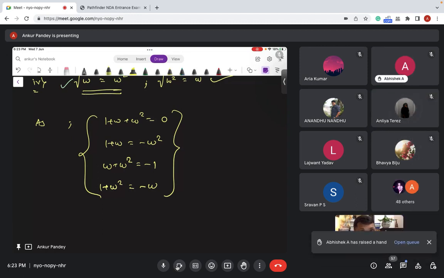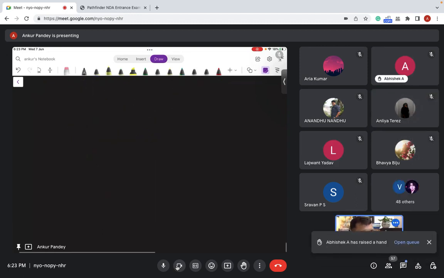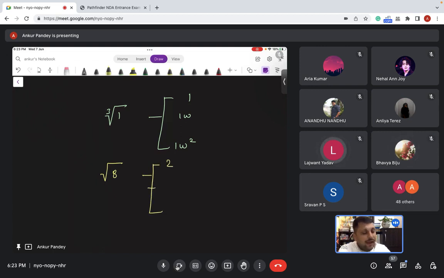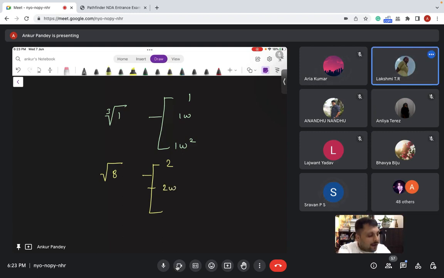Now, one more thing I will teach you. See, as you can see, what is the cube root of 1? It is 1 into omega and 1 into omega square. Can I write it like that? In the same way, beta, if I ask you what is the cube root of 8, tell me the answer. 2 and 2 omega and 2 omega square. Understood? Clear?